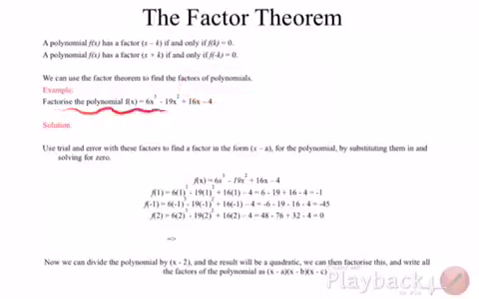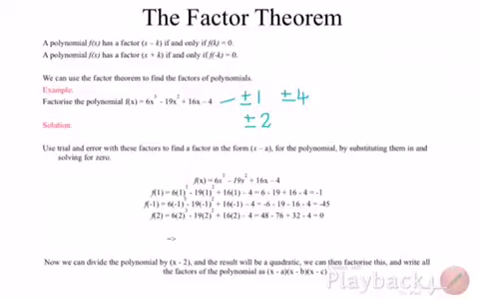For this example here, 6x cubed minus 19x squared plus 16x minus 4, your starting point is to look at the factors of the constant. Our constant in this one is 4, and our factors of 4 are plus or minus 1, plus or minus 4, and plus or minus 2. And obviously 4 is a perfect square, so you only have 3 factors.